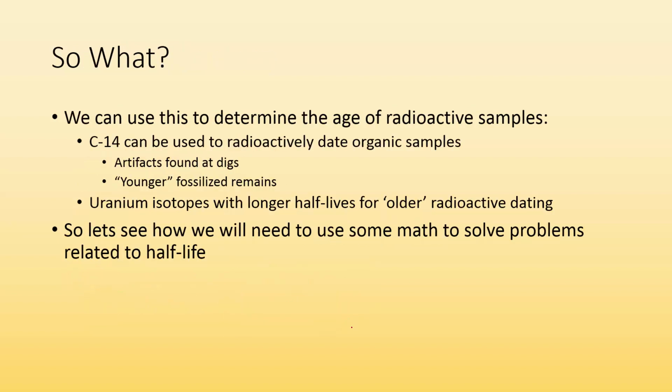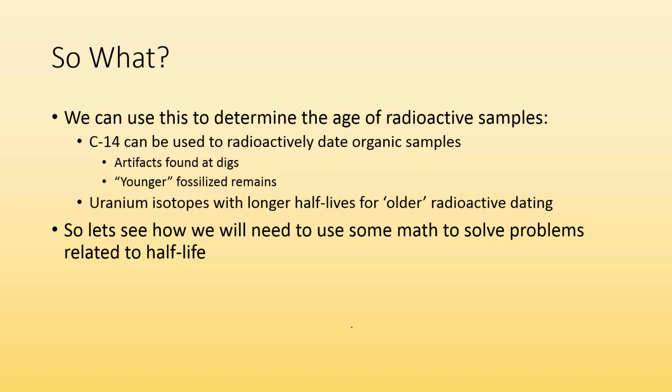So what? Well, knowing this, we can use this to determine the age of radioactive samples. We can use carbon-14, for example, to radioactively date organic samples. Say you're an archaeologist, you find some artifacts when you're doing a dig, and you want to figure out, well, how old is this sample? How long ago was this bowl made? For younger fossilized remains, you can also use radioactive dating with carbon-14. Uranium isotopes with longer half-lives you can use to date how old rocks are.